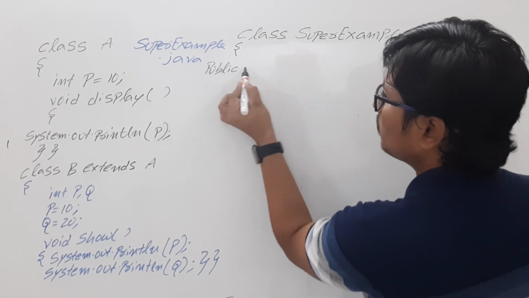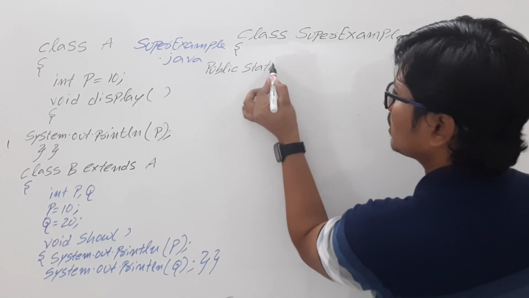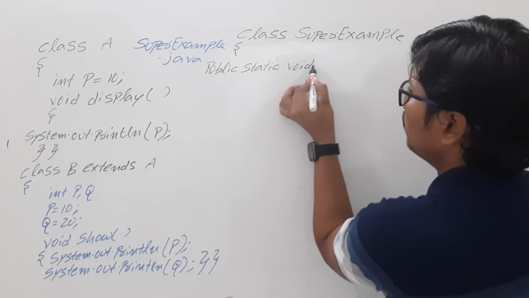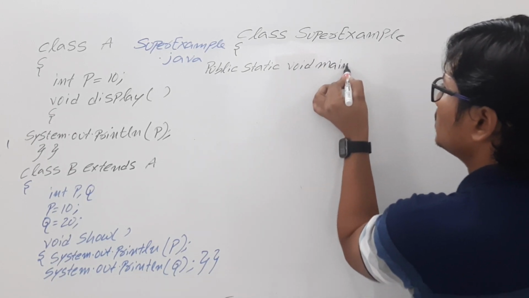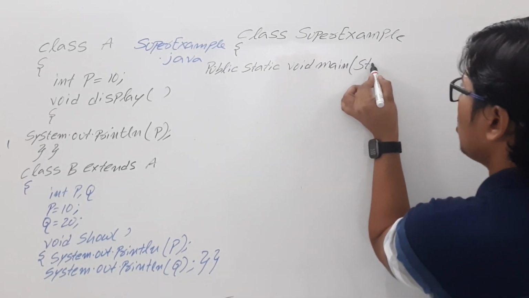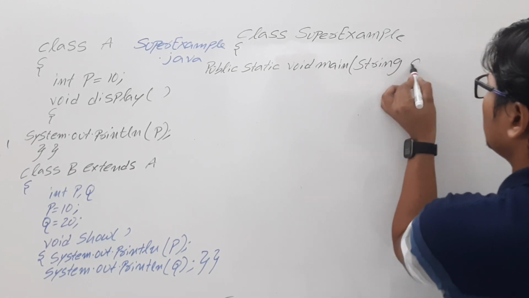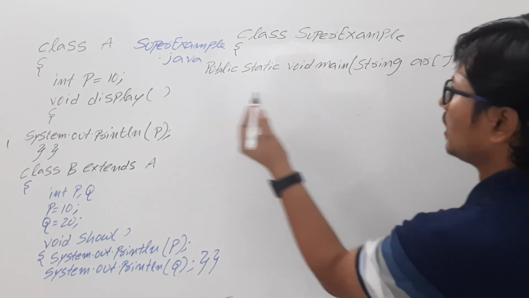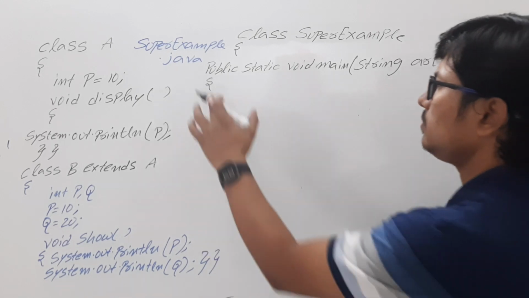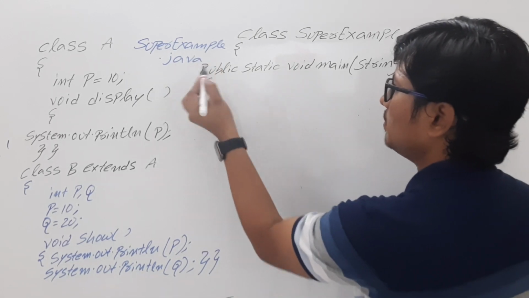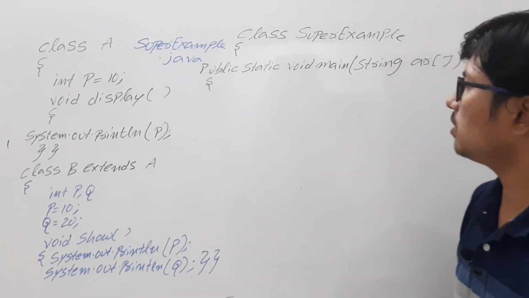So you need to write public static void main, String args, or you can write AR, any name you can write. Public static void main String args.